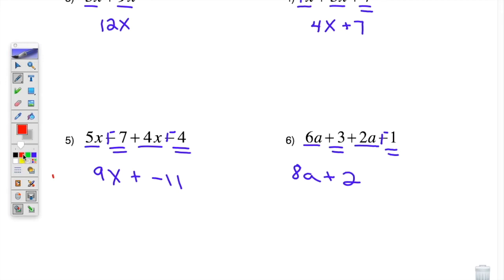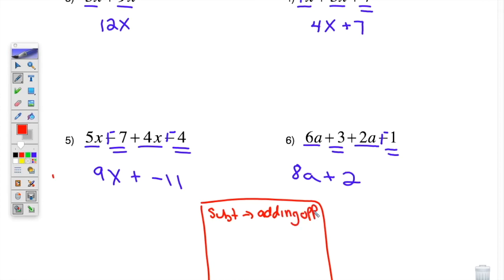When you're doing this section, the first thing that you should always do is, if you have any subtraction, change that to adding the opposite. The second thing you should do is put a 1 in front of your variables. Then you're ready to combine like terms.